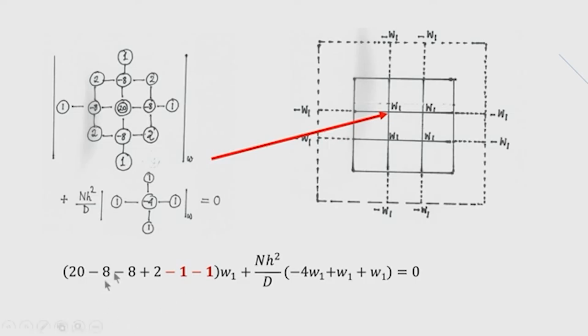So, this is for plate bending, and for buckling the axial compression part. Now, if you place this stencil here, you can see the coefficient is -4. So, -4 W1 plus W1 plus W1 is there. Then plus W1 is there. Other nodes, say these nodes and these nodes are falling in the boundaries, so they do not appear here. So, the equation for this N square by D, that is the buckling part, is written like that.